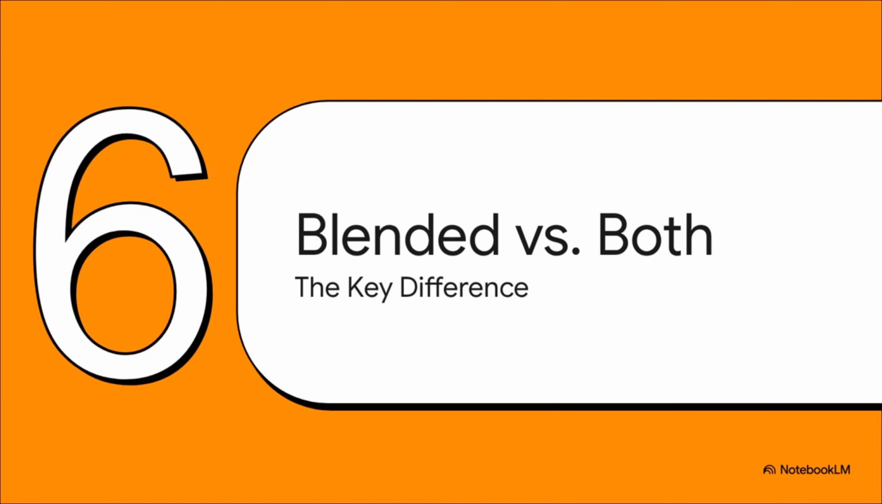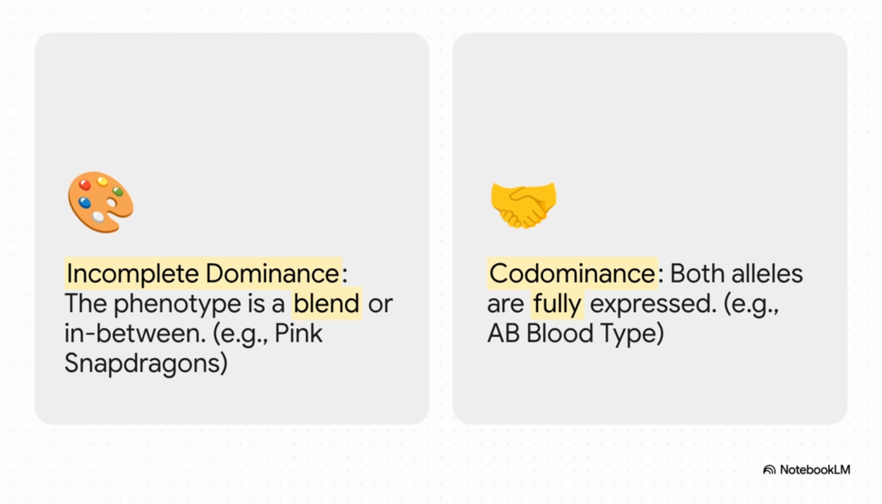All right, so we have incomplete dominance, which is blending, and codominance, where both show up. Let's really nail down the difference. Okay, this is the most important thing to remember. Incomplete dominance is like mixing paint. You take red, you take white, you stir them up, and you get pink. It's a true blend. Codominance, on the other hand, is like a polka dot shirt. You have red dots and you have white dots. Both colors are there, fully expressed, but separate. So think pink snapdragons for blending and AB blood type for polka dots. Blended versus both. That's the whole game.